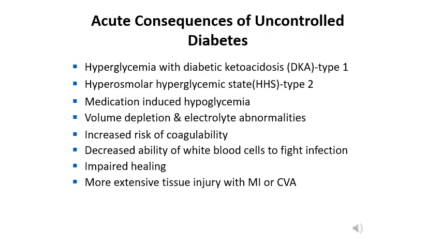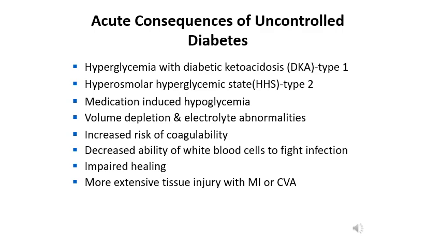So now we're going to move into the acute consequences of uncontrolled diabetes. We're going to be talking about the two main complications for both type 1 and type 2 diabetes. Type 1 diabetes complication is hyperglycemia that produces diabetic ketoacidosis, and the complication for type 2 diabetes is hyperosmolar hyperglycemic state or hyperosmolar hyperglycemic non-ketotic syndrome. So HHS or HHNK is that complication, and we'll be talking about that more. We'll talk about medication-induced hypoglycemia and what we do for that. Volume depletion and electrolyte abnormalities are going to be a consequence of the hyperglycemia.